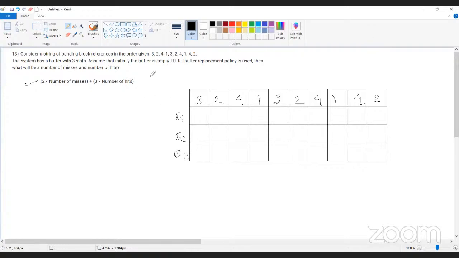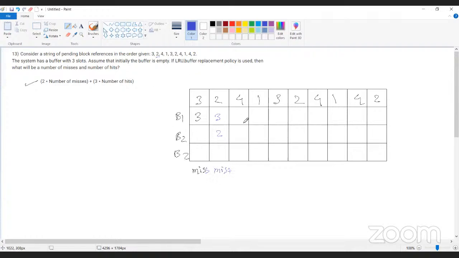So if LRU buffer replacement is used, when you request 3, none of the buffers present 3, so it will be a miss, right? It will be a miss. Everyone got it? Yes, sir. Then when there is a request for 2, so 3, then 2, it will also be a miss.